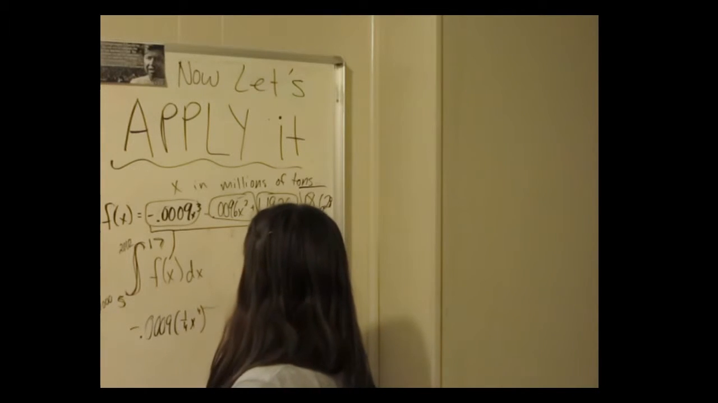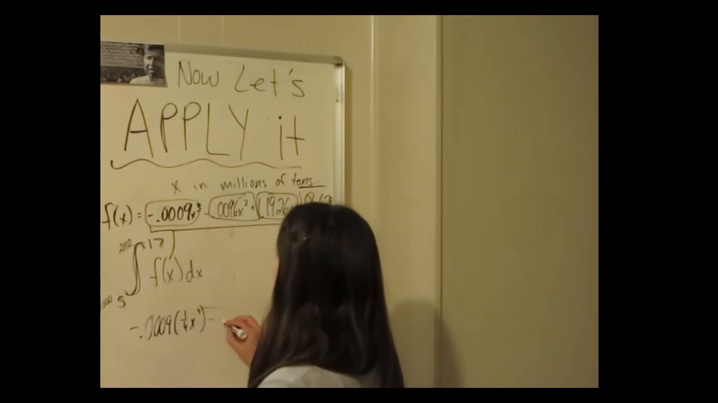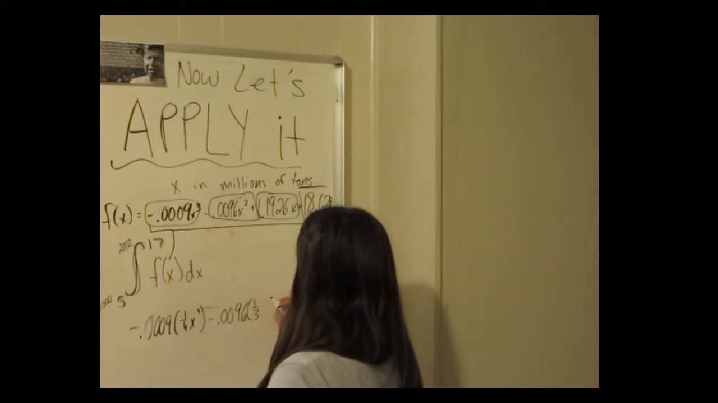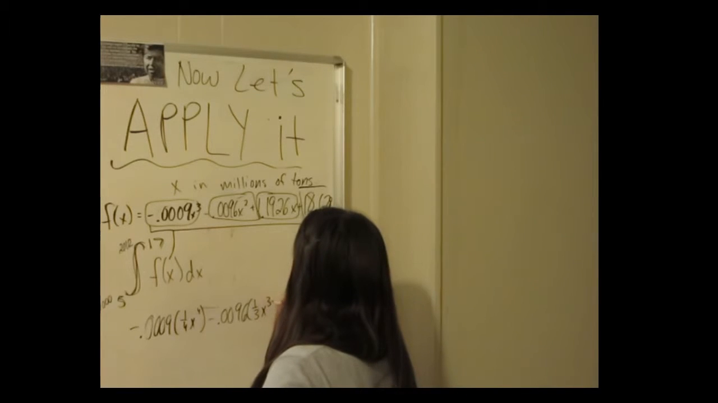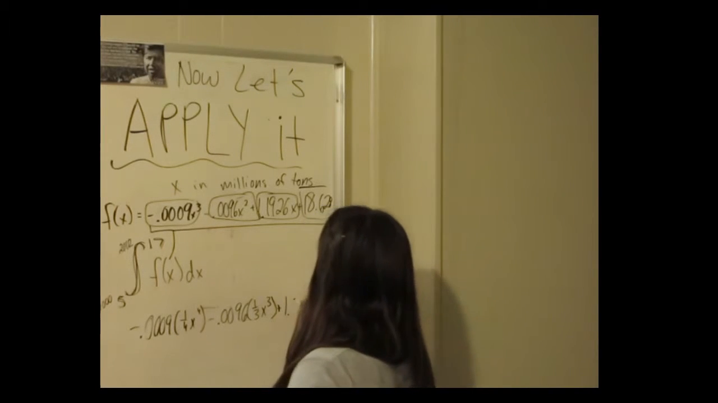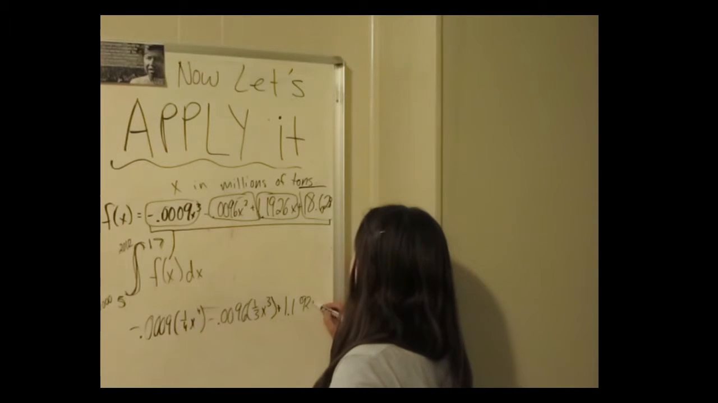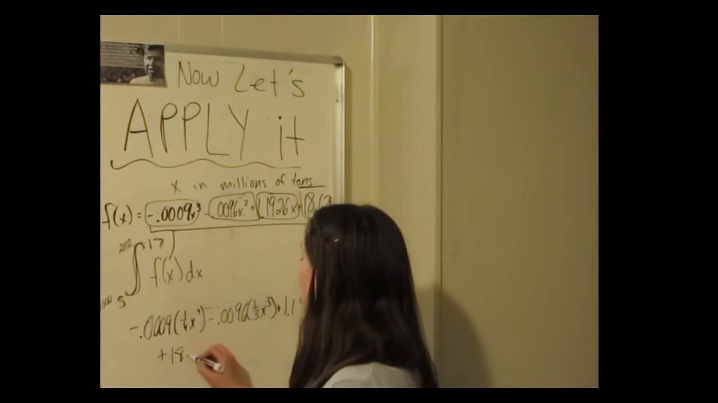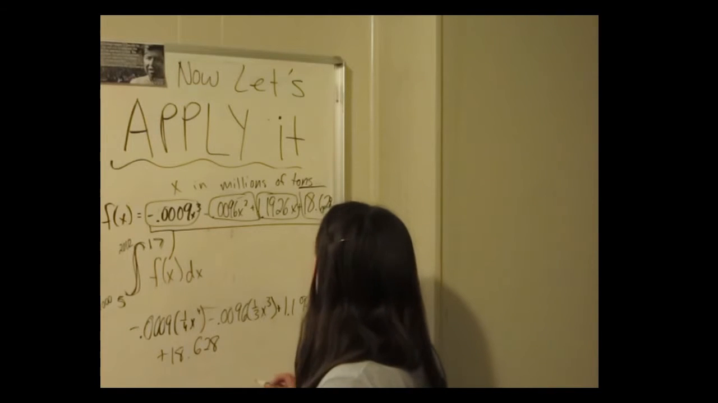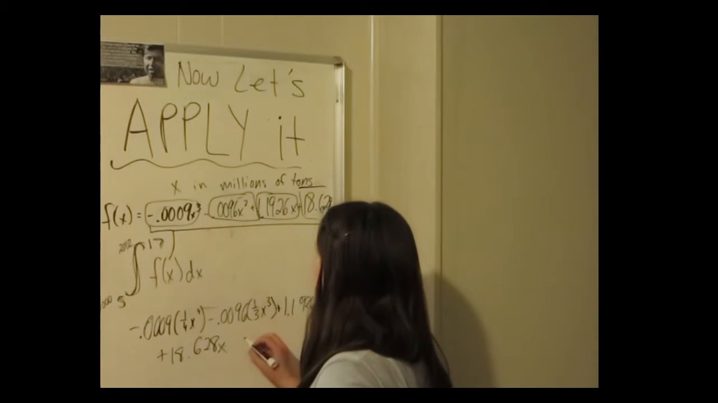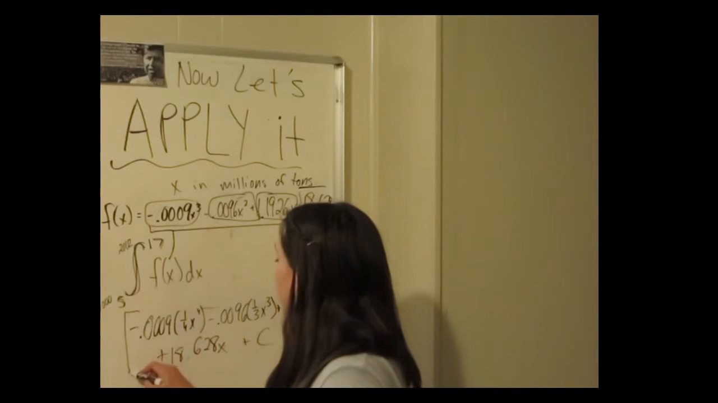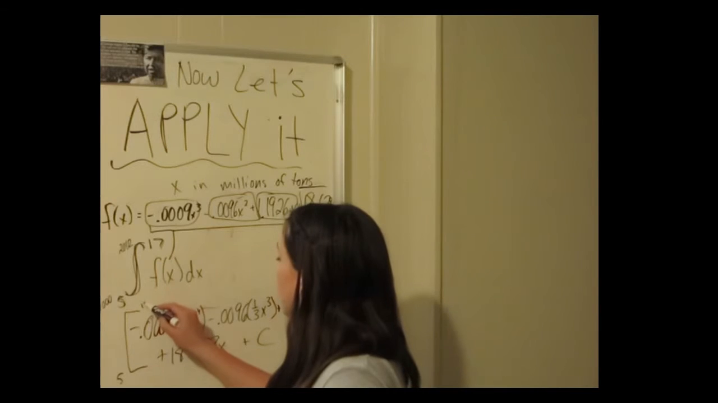Okay. So this turns into 0.0009 times one fourth x to the fourth, minus 0.096 times one third x cubed, plus 1.1926 times one half x squared, plus 18.628x plus c, because we don't know what that was, right? And then this entire thing is with this integral.